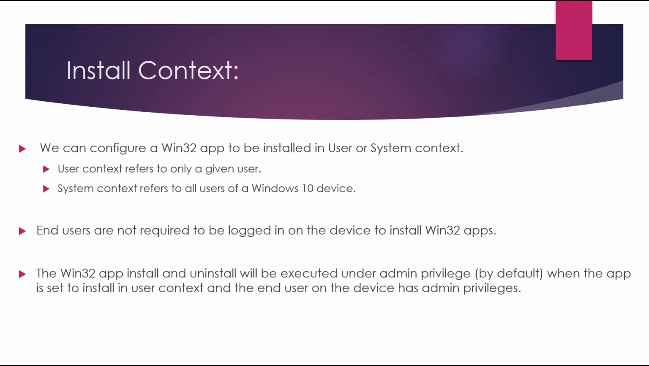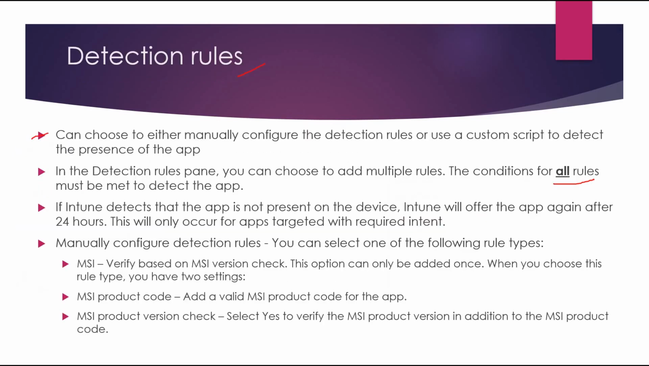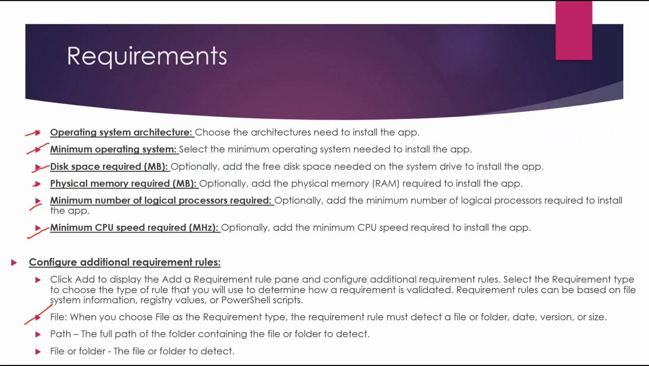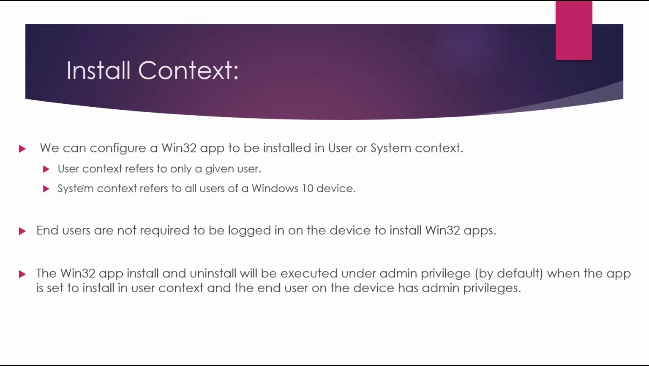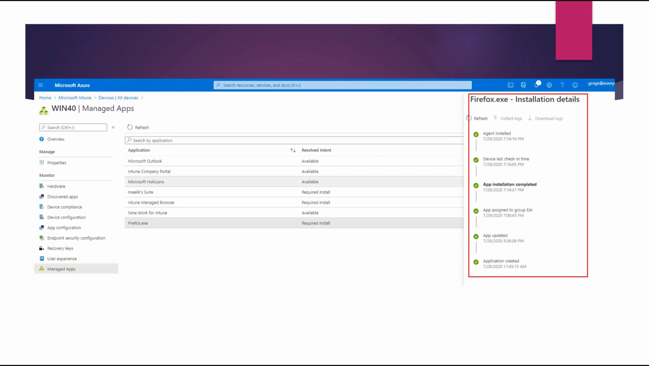And then we have something called the install context as well. I think we already spoke about this. We have two install contexts, system and user. User context refers to a given user only. System context refers to all the users using a Windows 10 device. End users are not required to be logged in onto a device to install the Win32 application. The Win32 app install and uninstall command will be executed under admin privilege by default when the app is set to install in user context and the end user on the device has admin privileges.